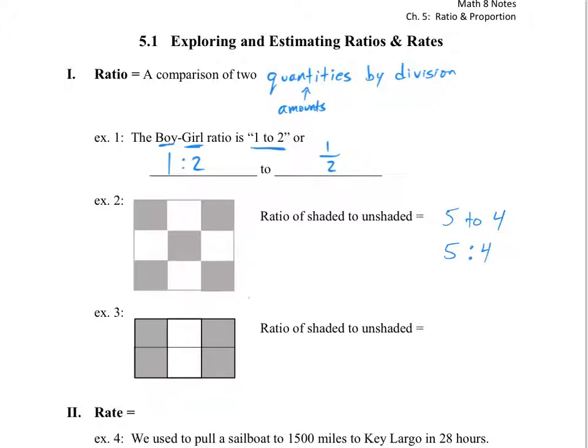Or as a fraction, what goes on top? 5. And it doesn't go on top because it's larger. It goes on top because it's the shaded. It's always the shaded listed first if we say it's shaded to unshaded. Okay on those?